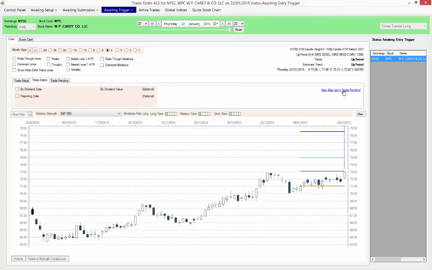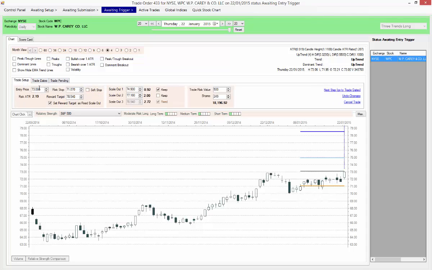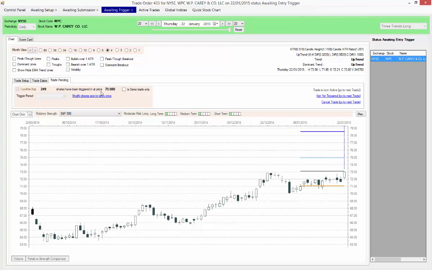Just going to go across trade dates, trade pending, and what we see here is a confirmation when the trade has triggered about how many shares have been triggered in at what price. Now this relates to what we had on the trade setup. So the entry price, $73.08, 249 shares. That information shown to you there. Modify shares and or entry price.